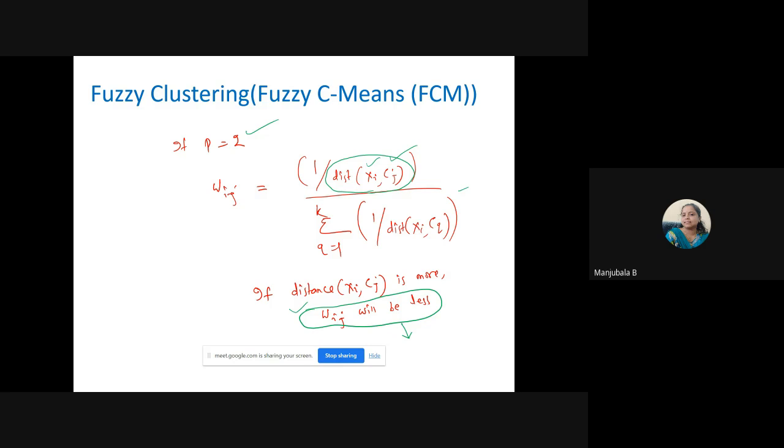So in this way, the fuzzy clustering, depending upon the p value, is similar to k means clustering. If you are taking a p value greater than 0, it has some influence on the weights, so it will become the fuzzy means clustering.